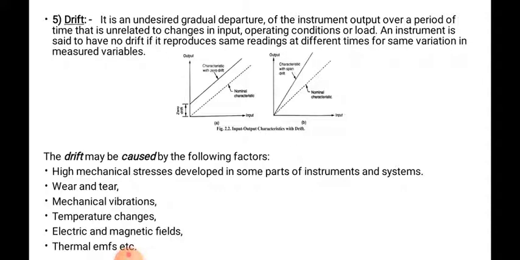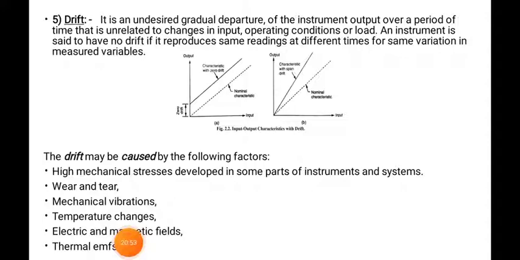So because of that it will affect the working of the instrument. Then electric and magnetic fields: as there are electrical instruments, in the instrument there are primary winding and secondary winding, and when the current passes through the instrument, some EMF will be generated and a magnetic field will be created. So because of that also the instrument will consist of a certain amount of drift. Then thermal EMF also contributes to the drift of the instrument.